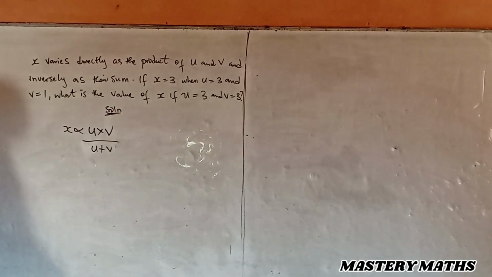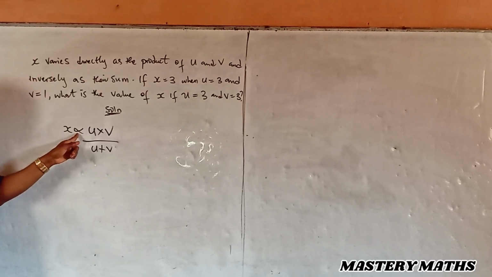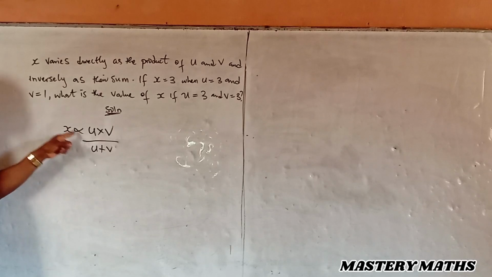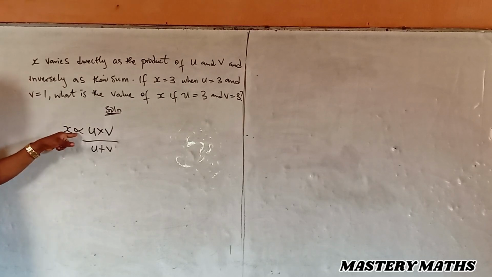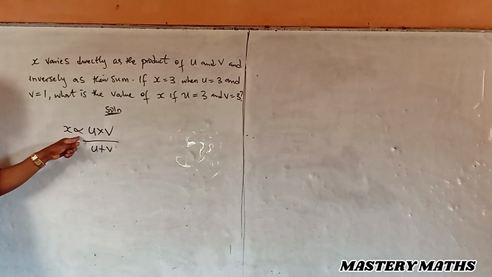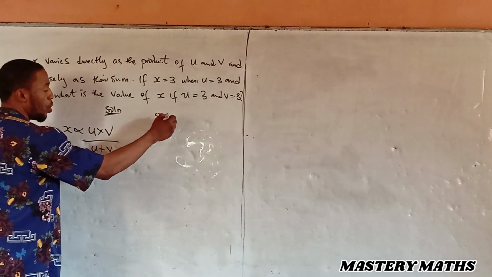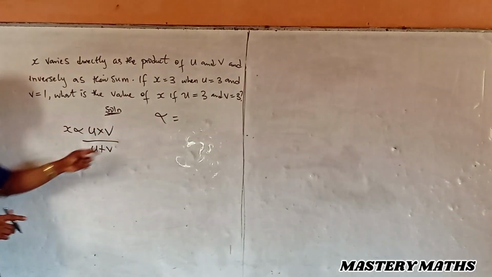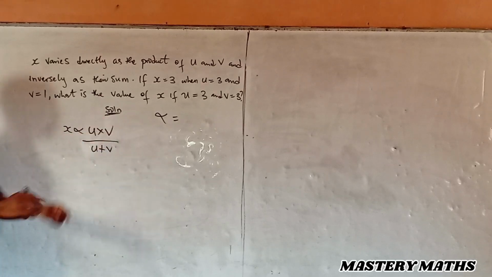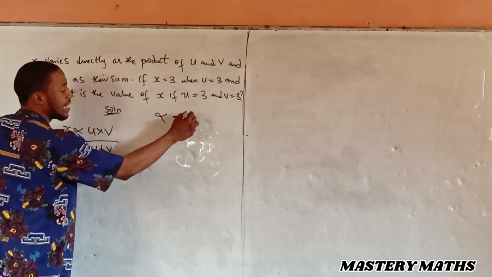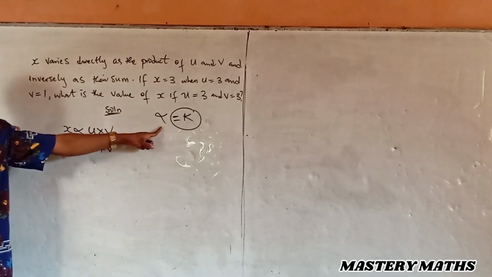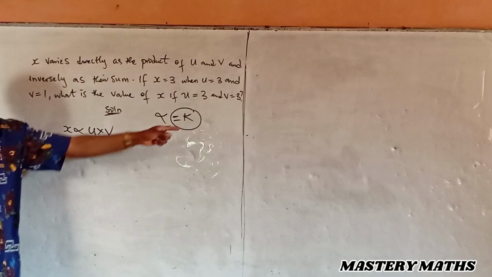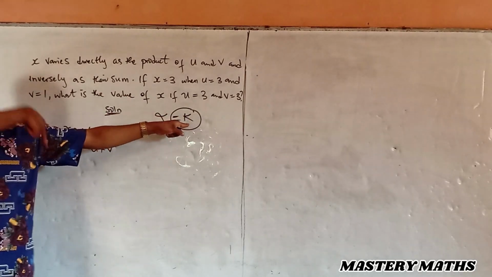But there is something on the board we want to do. This proportionality sign here, we need to remove it. We cannot solve using this proportionality sign in the equation. Now let's remove it. In order to remove this, we need to change it to two things: the equality sign and k, which is the constant. We remove it and turn it to the equality sign and k, which is the constant.